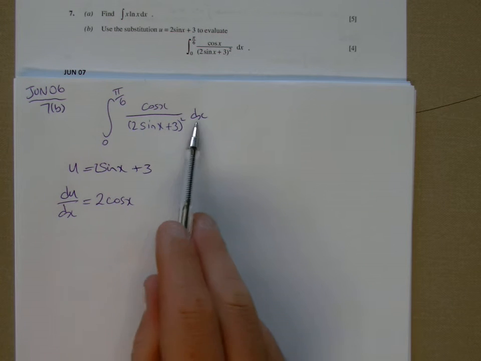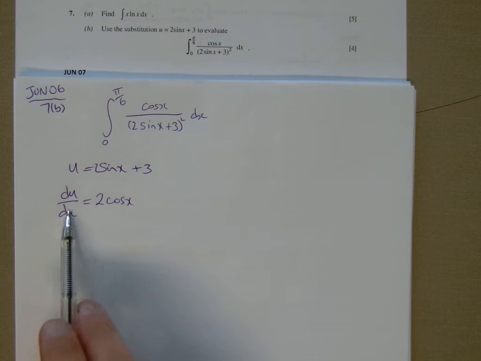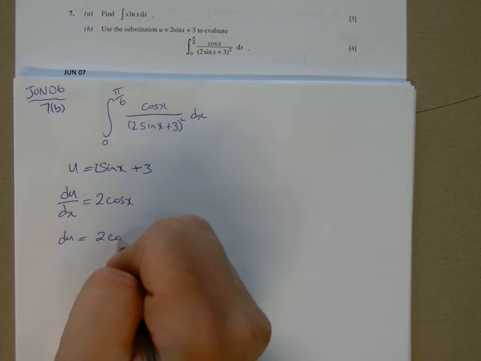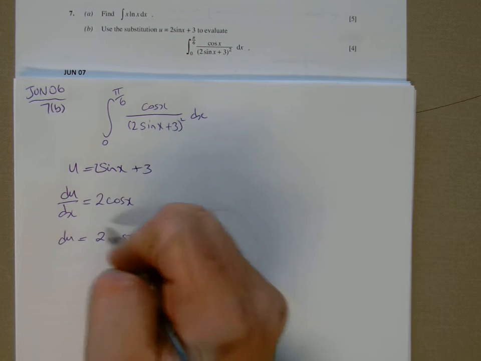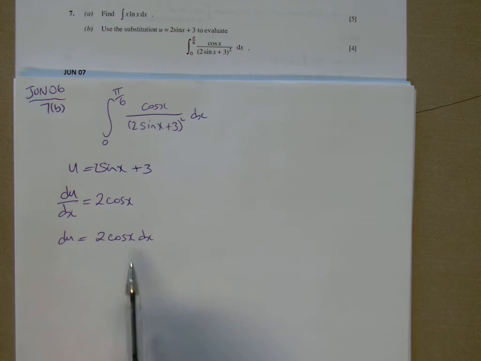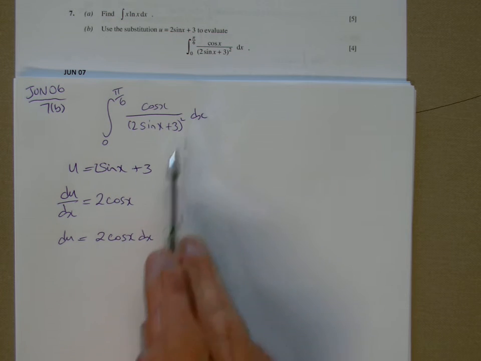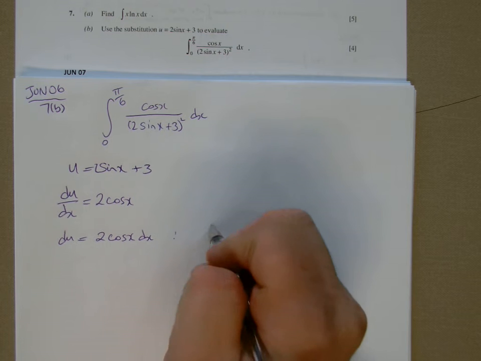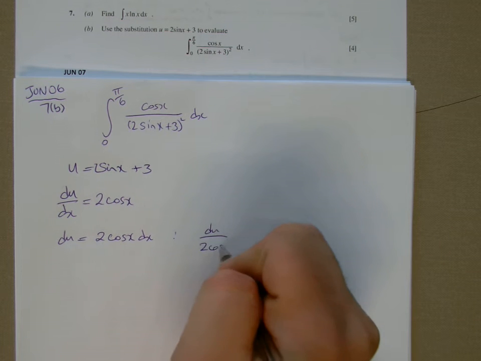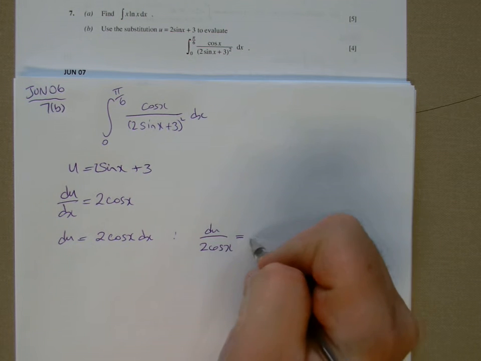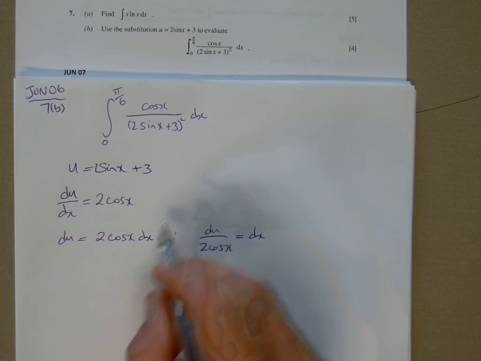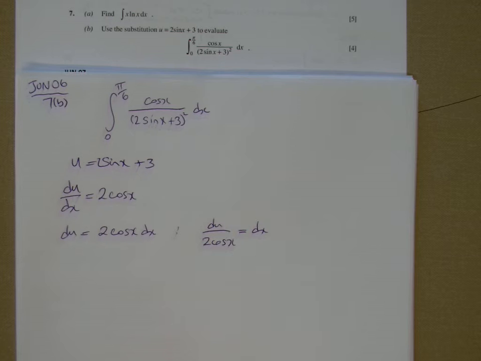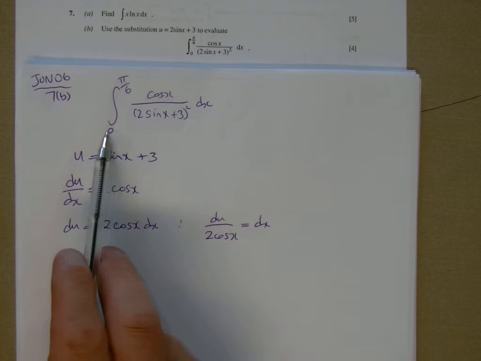And remember, I want to replace dx. So if I take that dx up, I'll have du equals 2 cos x times dx, because you take it up in times. Then I want to work out what dx is. To get dx on its own, I take that 2 cos x down, so du over 2 cos x equals dx. We just take that down and divide.